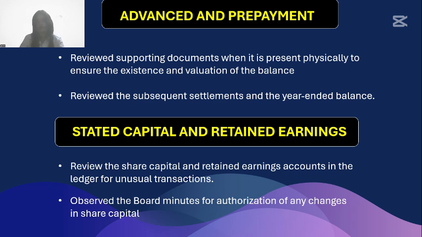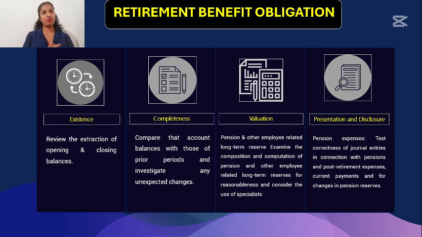Apsara will explain this. Let's discuss the key assertions of retirement benefit obligations. First one is existence. Review the reconciliation of opening and closing balances. Second one is completeness. Compare the account balances with those of prior periods and investigate any unexpected changes. Third one is valuation. For pension and other employee-related long-term reserves, examine the composition and computation of pension and other employee-related long-term reserves for reasonableness and consider the use of specialists. Final one is presentation and disclosure.